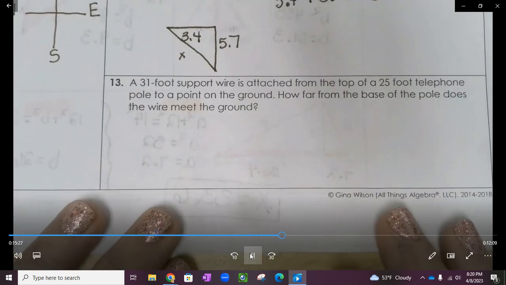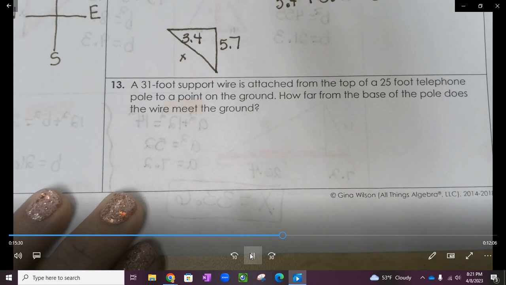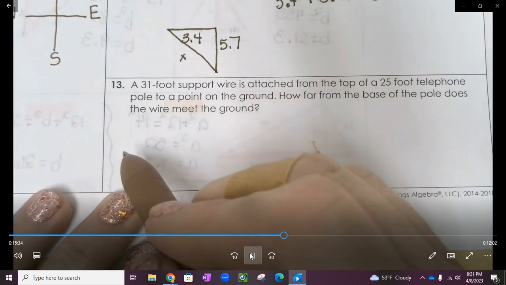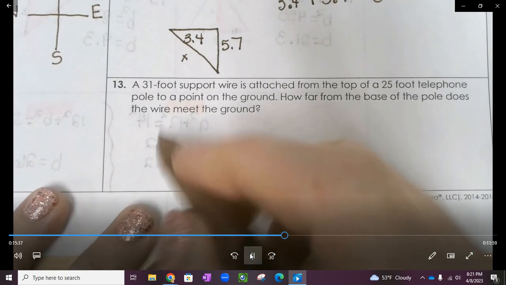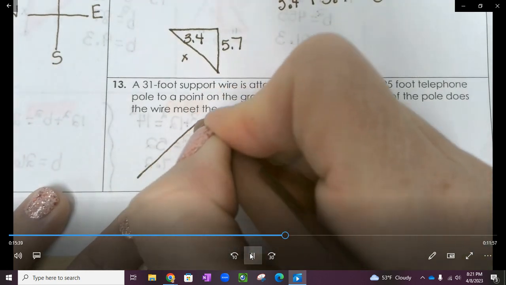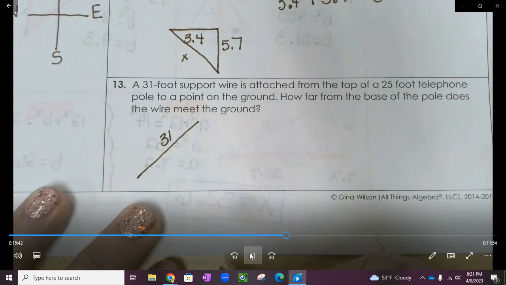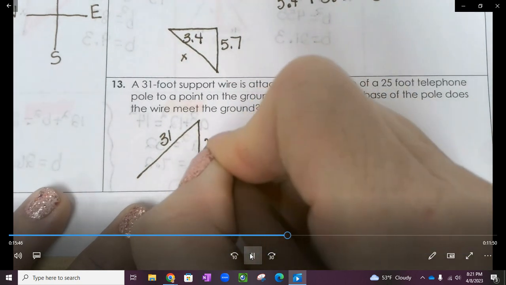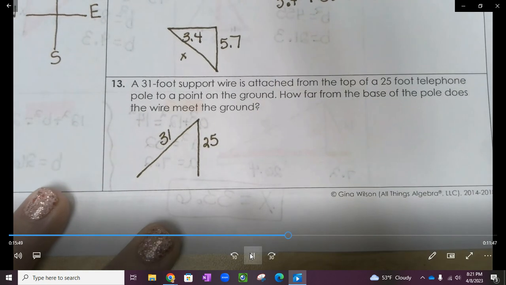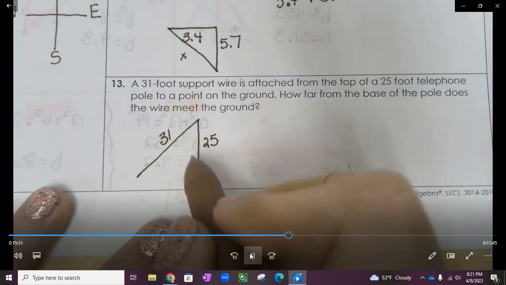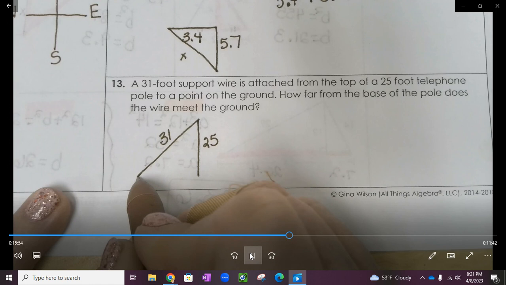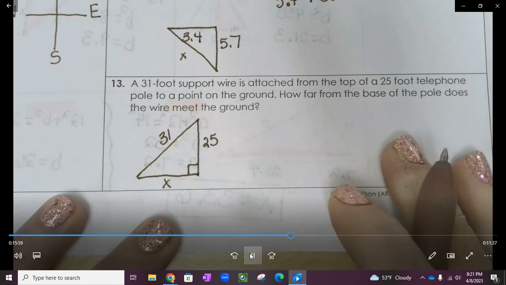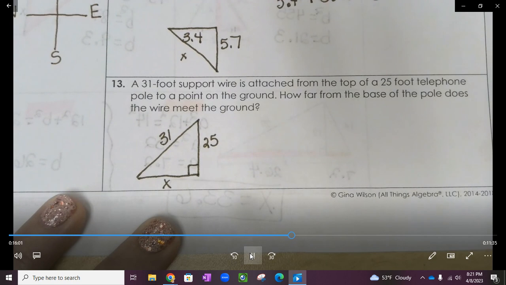All right, number 13, a 31-foot support wire. So wires, you guys, when you have telephone poles and you have the wires that are attached, those are like a tree and the wire is helping hold it up. That's what's slanted. So a 31-foot support wire is attached to the top of a 25-foot telephone pole. How far from the base? Base is on the bottom. How far from the base of the pole does the wire meet the ground? So this is your X. Okay, so tell me how you would set that one up.